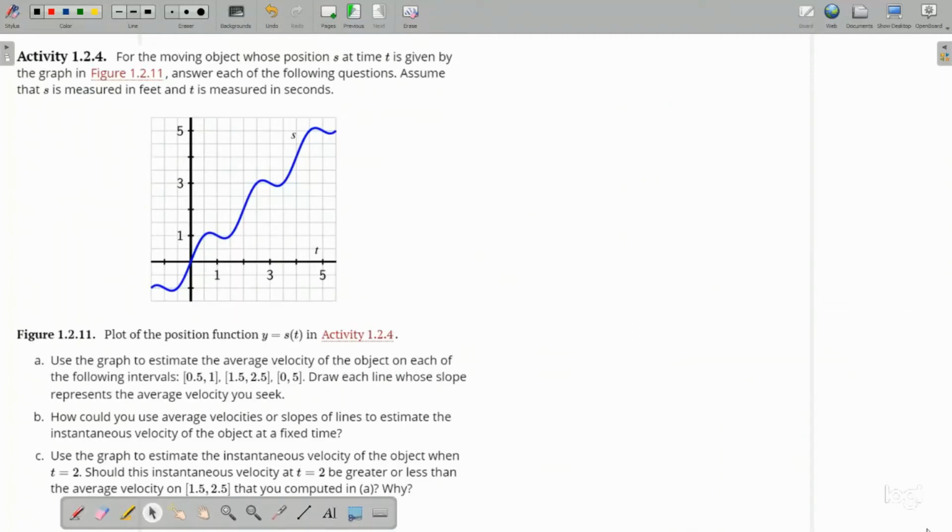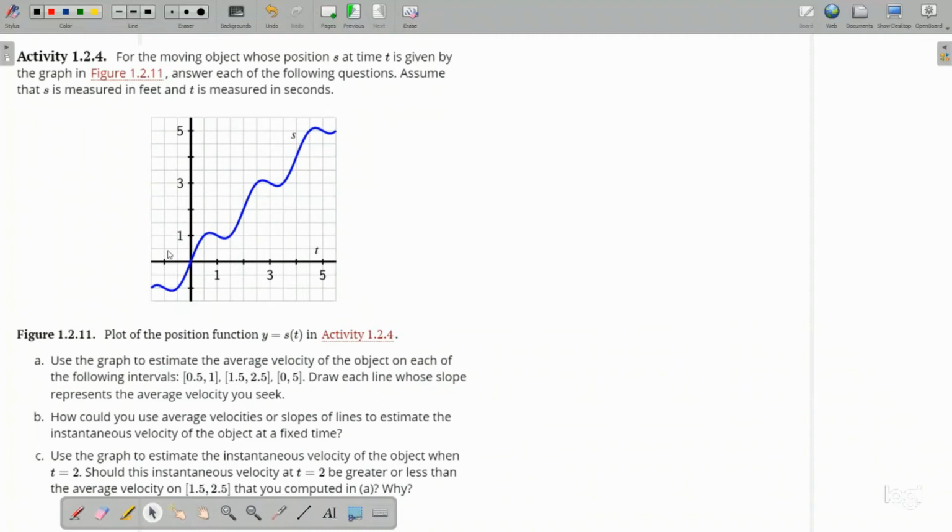Activity 1.2.4 has the same idea, except now we have to do it looking at a graph. Again, please take a couple minutes to try to do this yourself before just jumping into the video. There's really a whole lot you can learn from thinking through it on your own, and just watching me do it is just not the same.